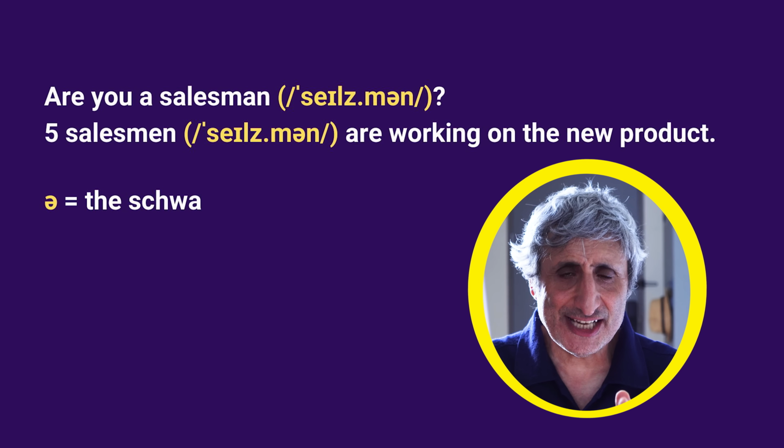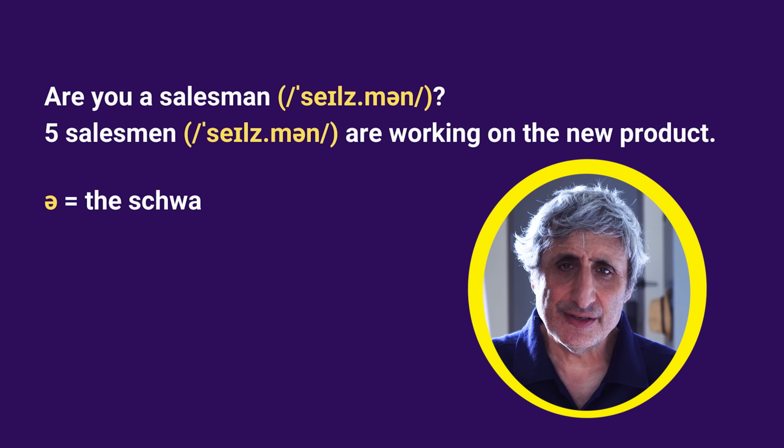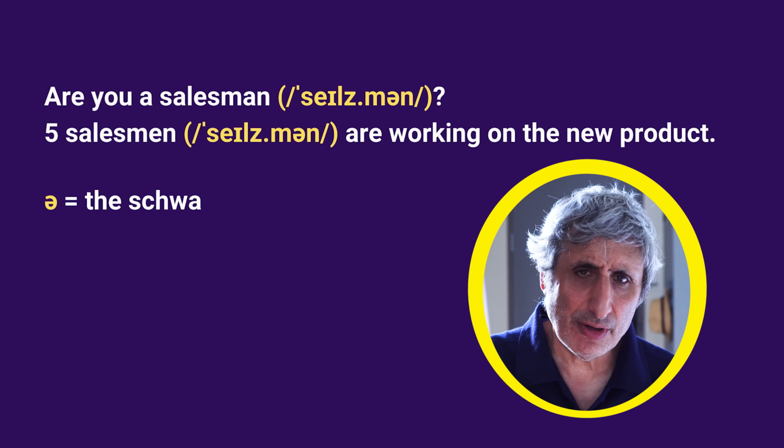Have you ever wondered why the pronunciation of the singular woman and the plural women are so different? Well, let me explain by analogy. Salesman is the singular and the plural is written like this, salesmen. In writing, that's fine, but when we're speaking, the pronunciation is the same. Are you a salesman? Five salesmen are working on the new product.